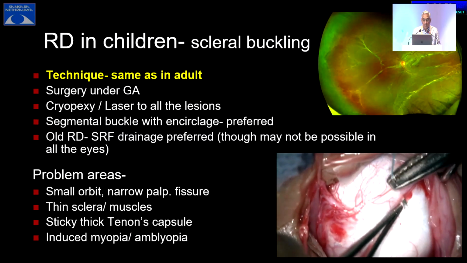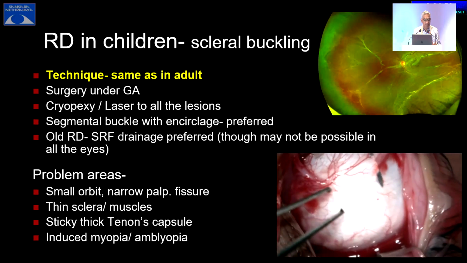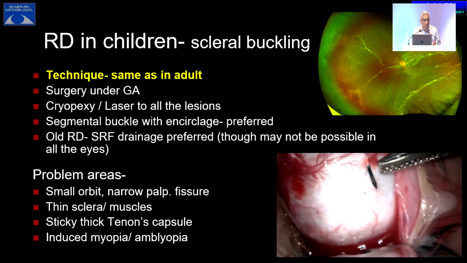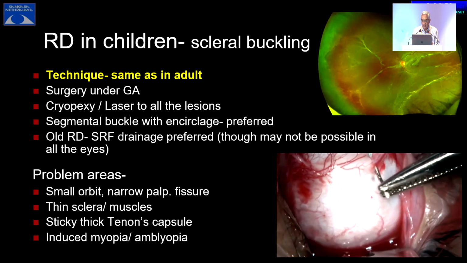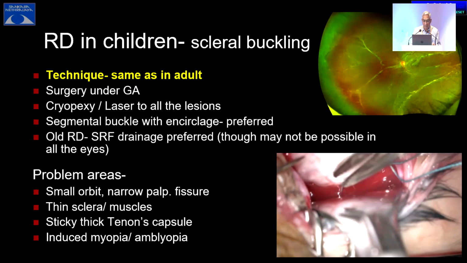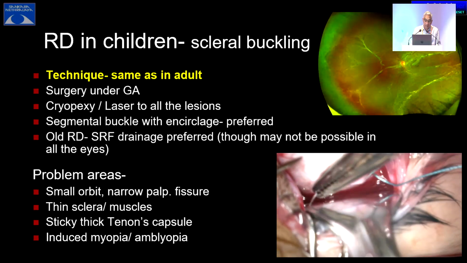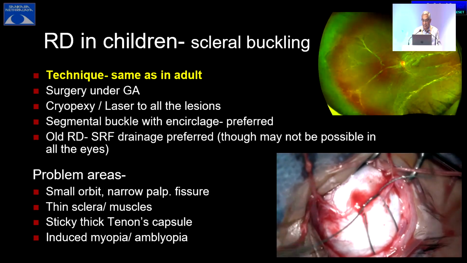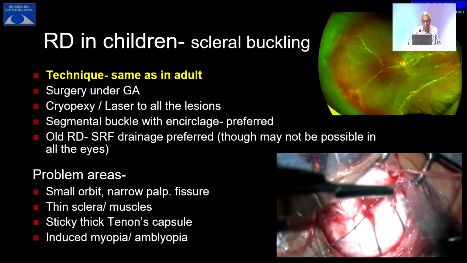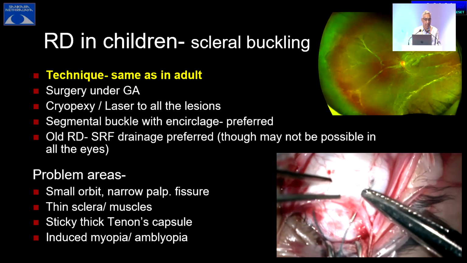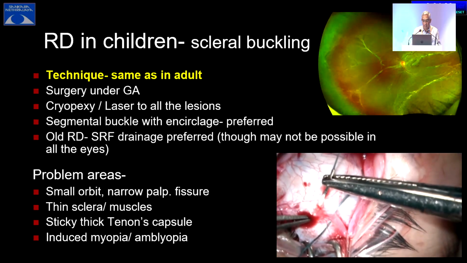The technique as far as scleral buckling is concerned is the same as in adults, and obviously you do it under general anesthesia. Cryopexy can be used for a detached retina where you have lesions, and in attached retina lesions we can treat with laser to minimize inflammation. Though SRF drainage is preferred, sometimes detachments are very shallow and long-standing, so it's difficult to drain subretinal fluid, and you may need repeated paracentesis to achieve a desirable buckle effect.